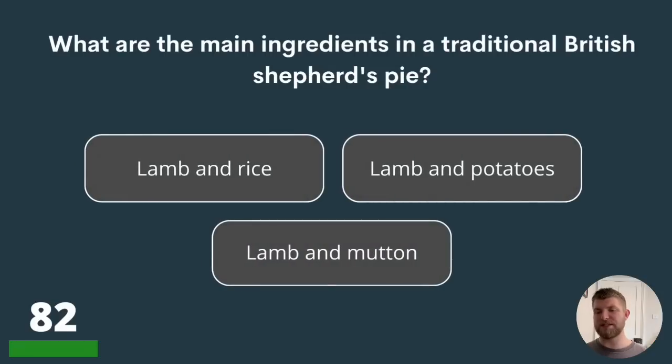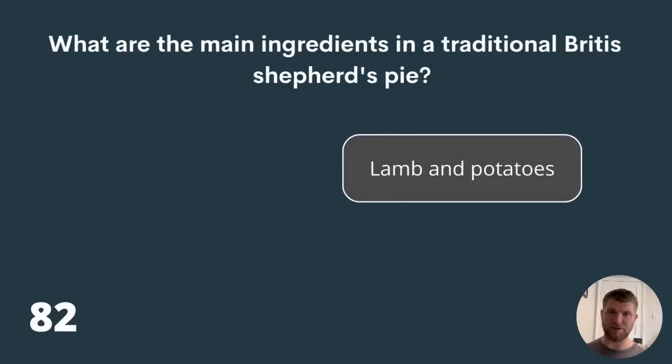What are the main ingredients in a traditional British shepherd's pie? Lamb and rice, lamb and potatoes, or lamb and mutton? The answer is lamb and potatoes.